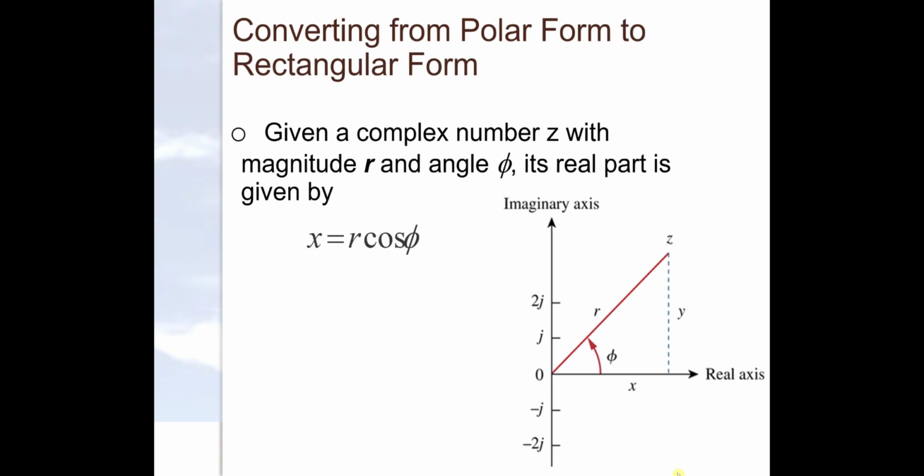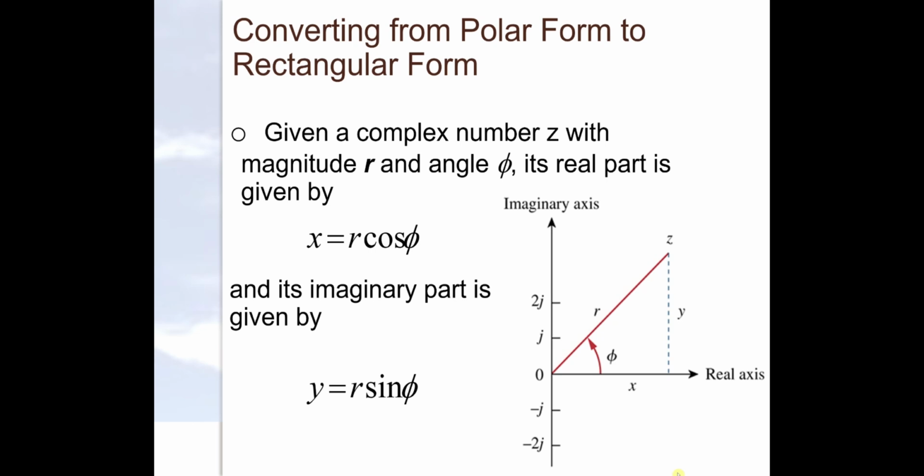Okay, so yep, we can go back and forth between the two representations. x is r cosine phi and y is r sine phi, where x is the real part and y here is the imaginary part. So once you have x and y, you can write down your number in the rectangular format as z equal to x plus jy, which is equivalent to r cosine phi plus j r sine phi.